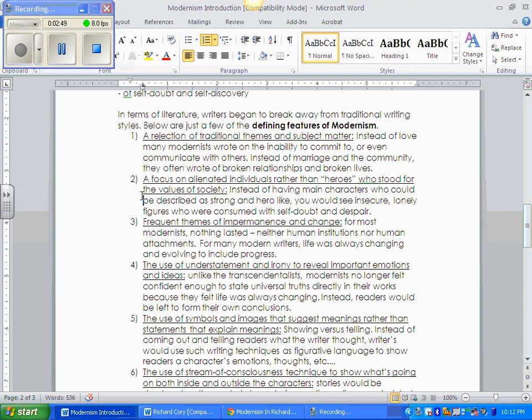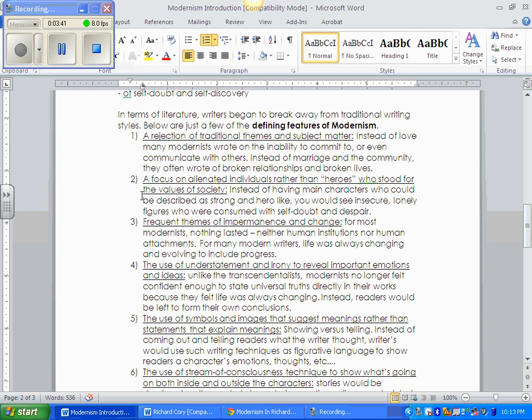So the basic definition that I was looking for you to get was, instead of having main characters who could be described as strong and hero-like, you would see insecure, lonely figures who were consumed with self-doubt and despair. So again, kind of a 180. You wouldn't have these strong, heroic characters that we're kind of used to. You would have characters who, for the most part, were the quiet people in society, the people no one paid attention to, because what did they really have to offer in terms of literature? Well, according to the modernists, these were everyday people who were filled with self-doubt and despair, and their story was just important enough to tell. You shouldn't always focus on these hero characters that in reality don't exist.